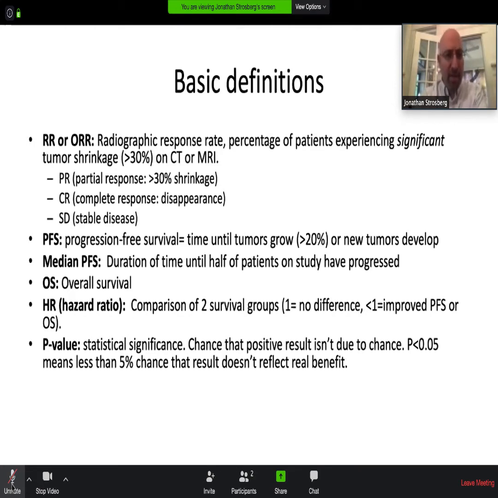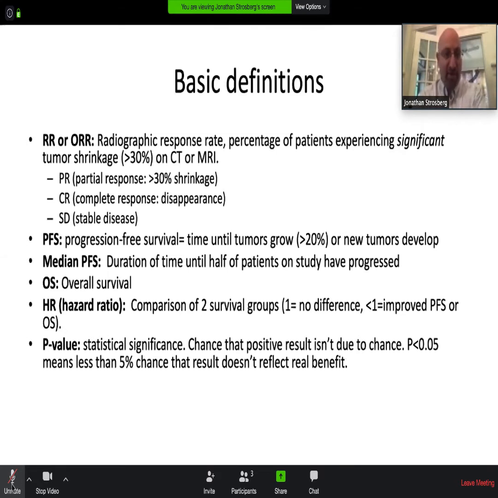When it comes to clinical trials, there's a certain language that we use. We talk about response rates, which refers to the amount of shrinkage or the percentage of patients with significant tumor shrinkage on scans. And we define that as greater than 30% shrinkage of tumor as a partial response. Complete response, which is very rarely seen, is complete disappearance of the cancer. And then stable disease means no response, but also no progression.